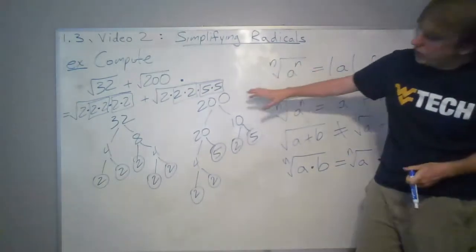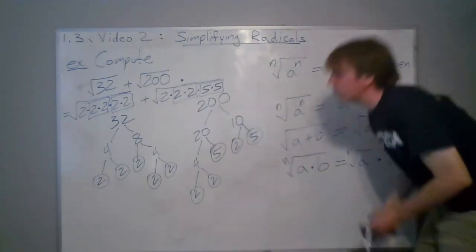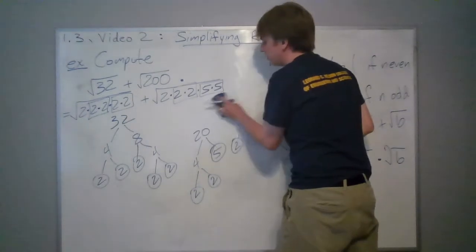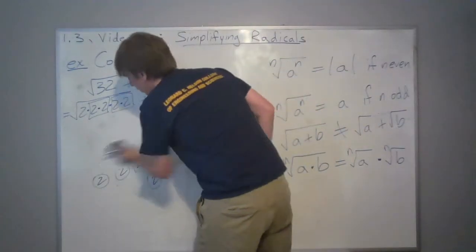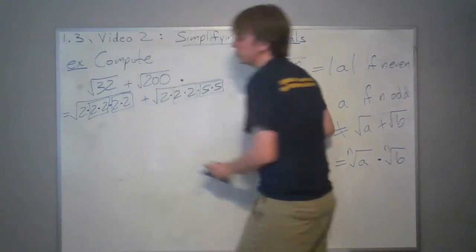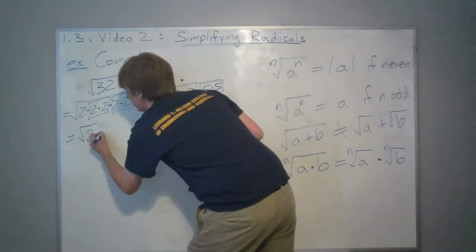Okay, let me erase my trees, which were just trying to figure out ways to write 32 and 200 as a product, which we have done. And now I'm going to use the bottom row on the right to say, okay, this is a product of hopefully simpler radicals.